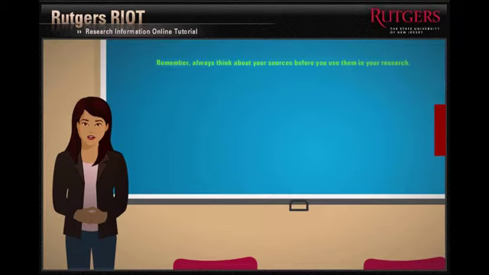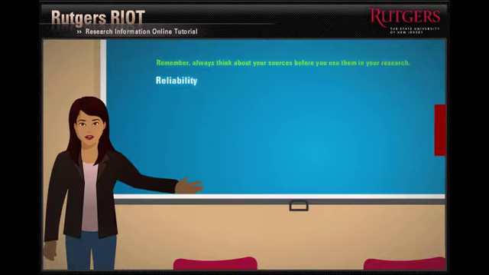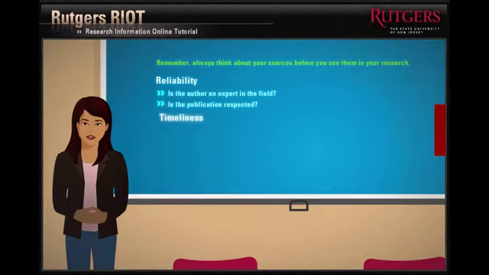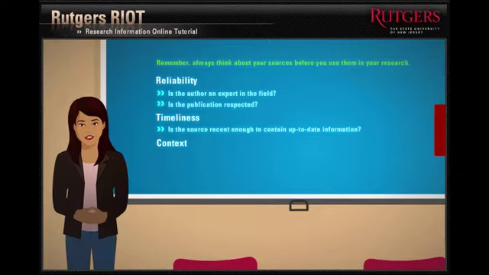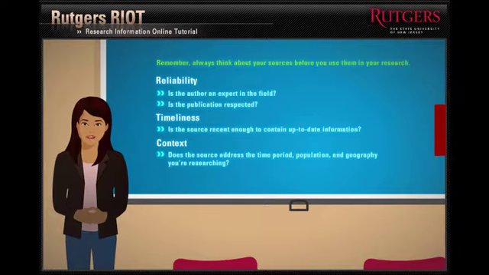Good job! Remember, always think about your sources before you use them in your research. Consider the reliability. Is the author an expert in the field and is the publication respected? Also, think about timeliness. Is the source recent enough to contain up-to-date information? And think about context. Does the source address the time period, population, and geography you're researching?